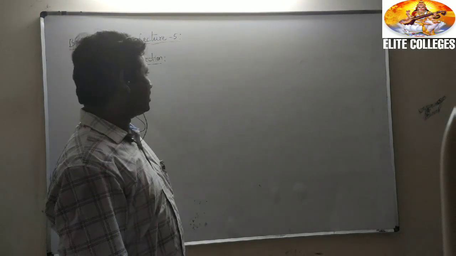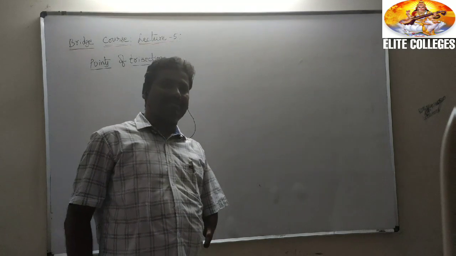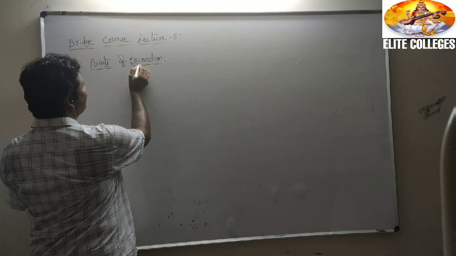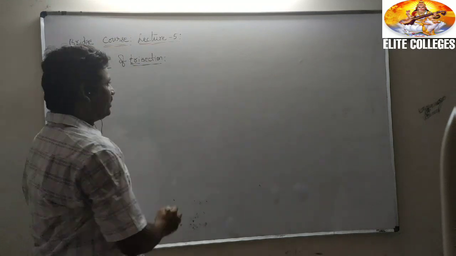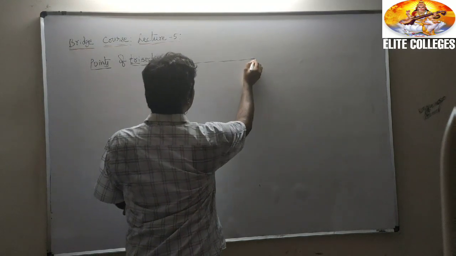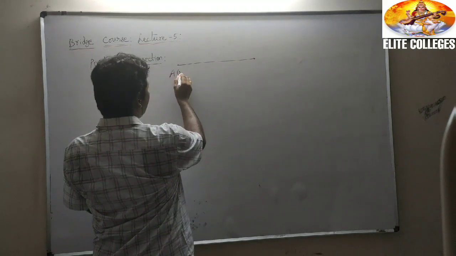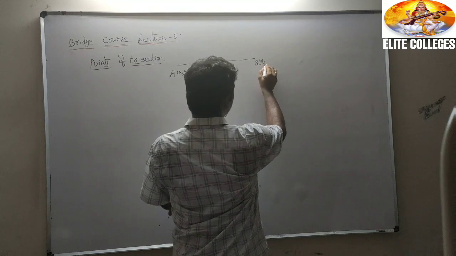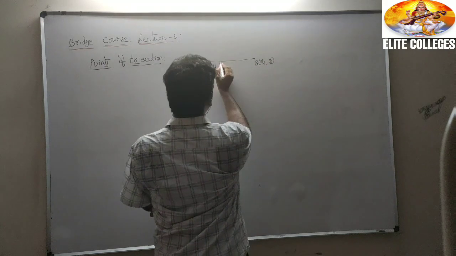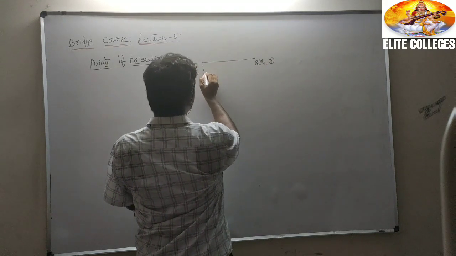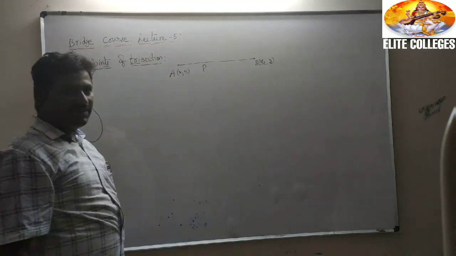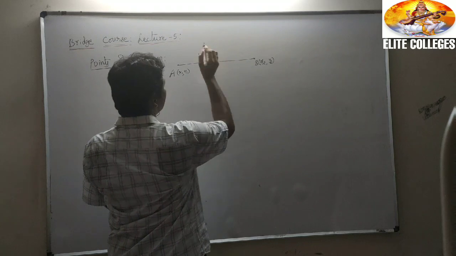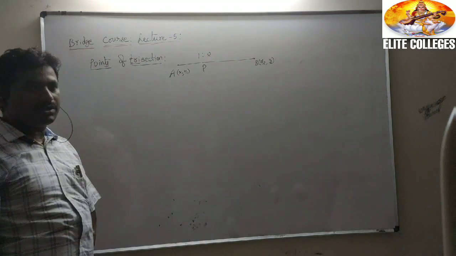Right. Now we discuss the points of trisection. What is trisection? What is tri, three? That means, see this one. This is A of x1 comma y1, B of x2 comma y2. This is the point P. The point P divides AB in the ratio 1 is to 2, 1 plus 2, 3.